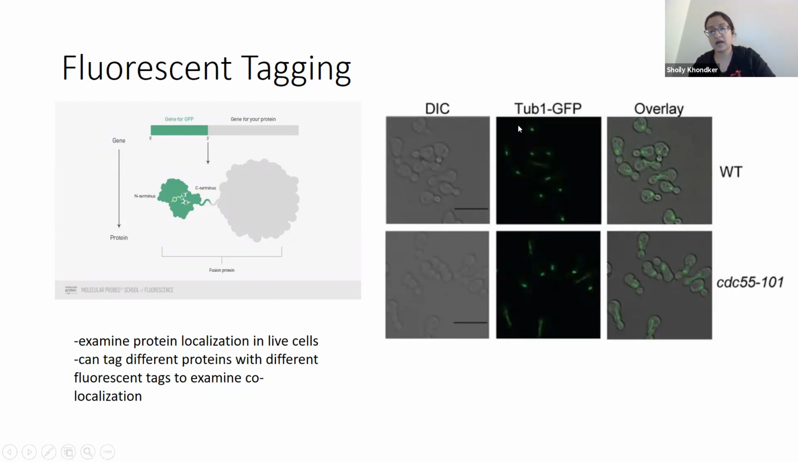Here, the protein that was tagged with GFP is called TUB1. This is tubulin. This is what makes up the spindle that separates the two copies of DNA during mitosis. And these were two different strains of yeast cells that these were used in, and you can see that using fluorescence microscopy, you can visually see where the spindles are. So that's what these green dots and lines represent.